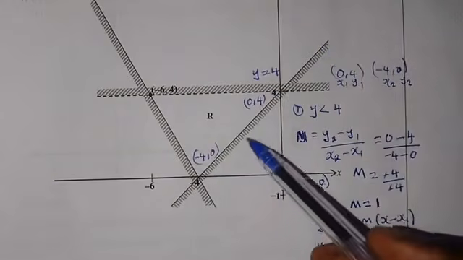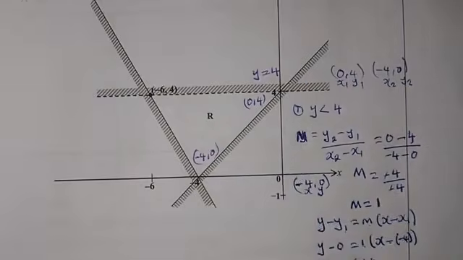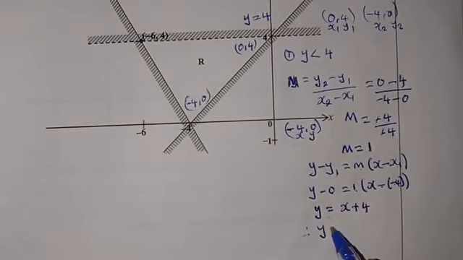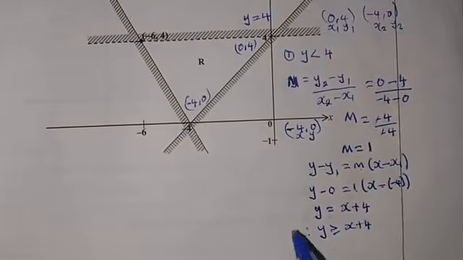Now looking at the type of the line that we have, this is a solid line, so this will be greater than or equal to. So I'm going to say, therefore, y is greater than or equal to x plus 4. So this is our second inequality.